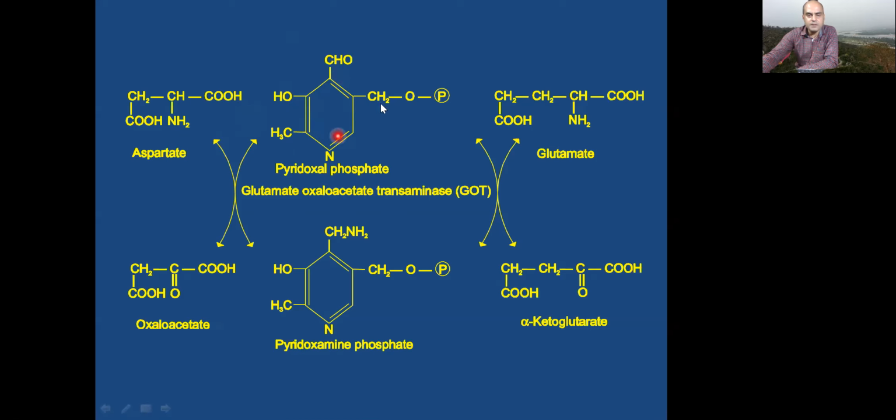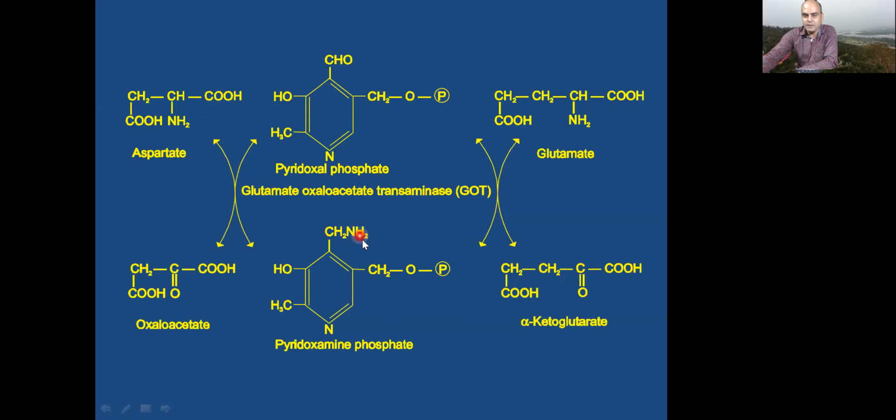This pyridoxal phosphate is a coenzyme. It accepts an amino group from aspartate. Then pyridoxal phosphate is converted into pyridoxamine phosphate because the amino group has been attached here. Aspartate is converted into a keto acid called oxaloacetate. Now this pyridoxamine phosphate again donates the amino group to another keto acid known as alpha ketoglutarate, and when alpha ketoglutarate accepts the amino group, it is converted into glutamate.